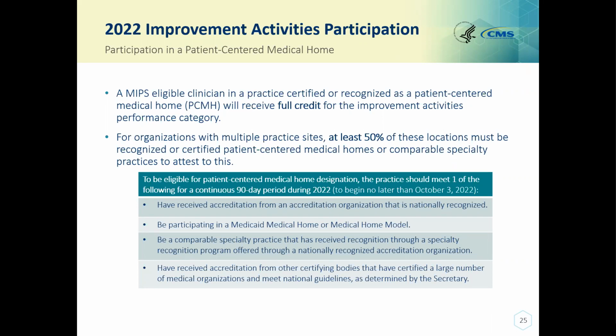We have the requirements laid out in a rule from several years ago, but down below in these boxes, it gives you a layout of the basics: be accredited by a nationally recognized accreditation organization, be participating in a medical home or medical home model, be a comparable specialty practice that has received recognition through a specialty recognition program offered through a nationally recognized accreditation organization, or have received accreditation from other certifying bodies that have certified a large number of medical organizations and meet national guidelines. So you just qualified as a PCMH under MIPS.